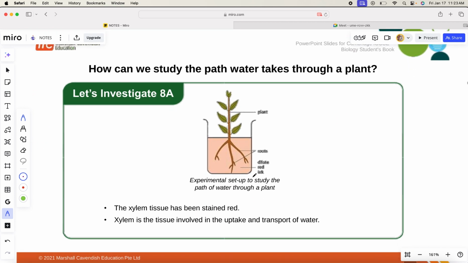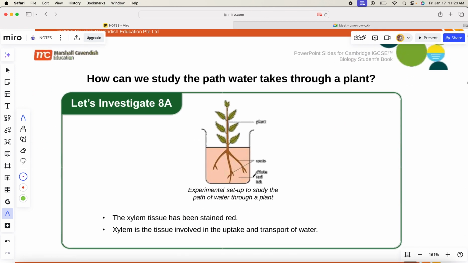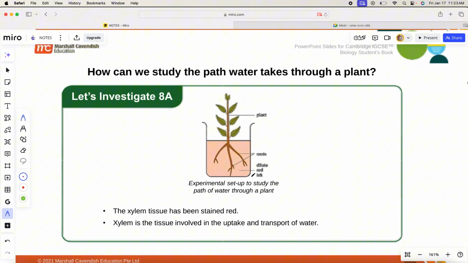Now let's take a look at how we can study the path water takes through a plant. Okay, this is just an investigation. You can see the root here. It absorbs the water, and then the water joins the xylem vessels. The xylem vessel now transports the water up to this place and delivers the water to the leaf, and so on and so forth. This is a plant.